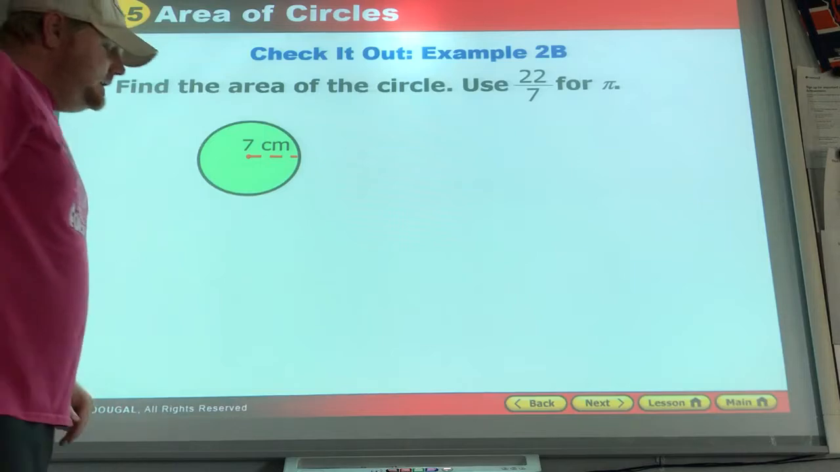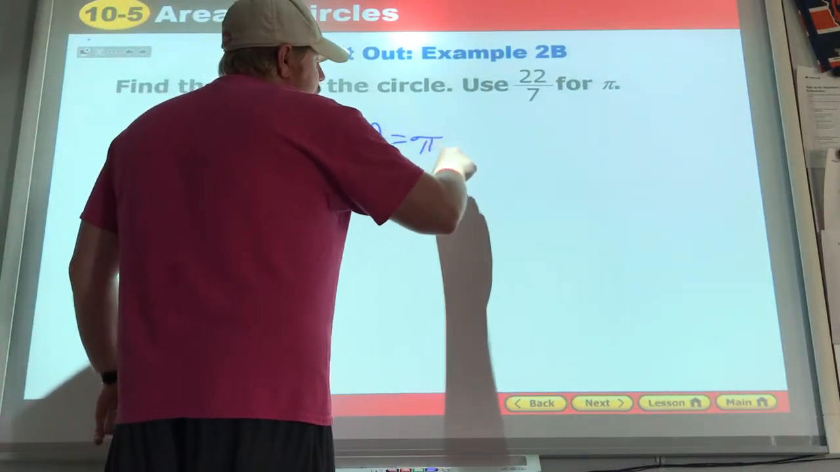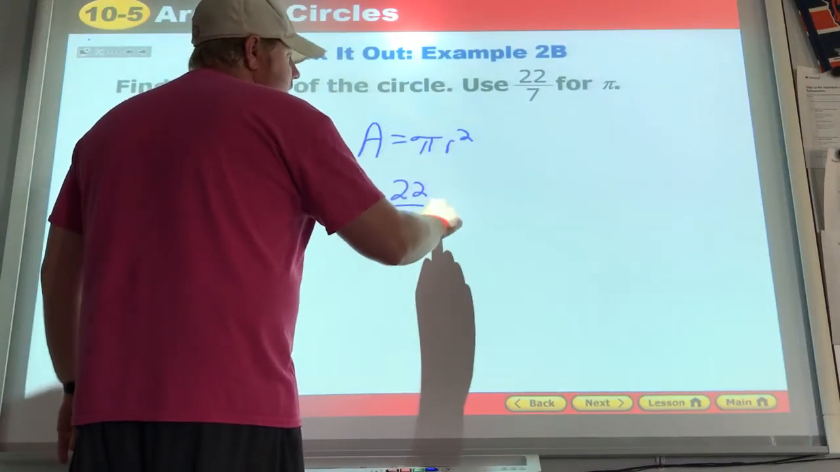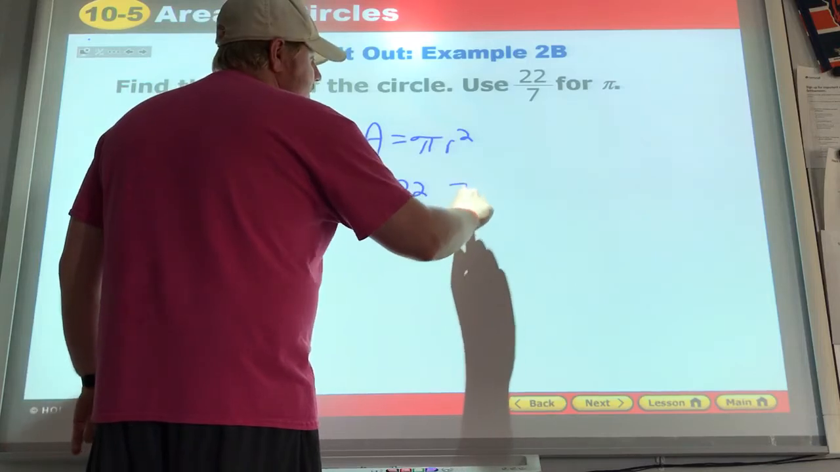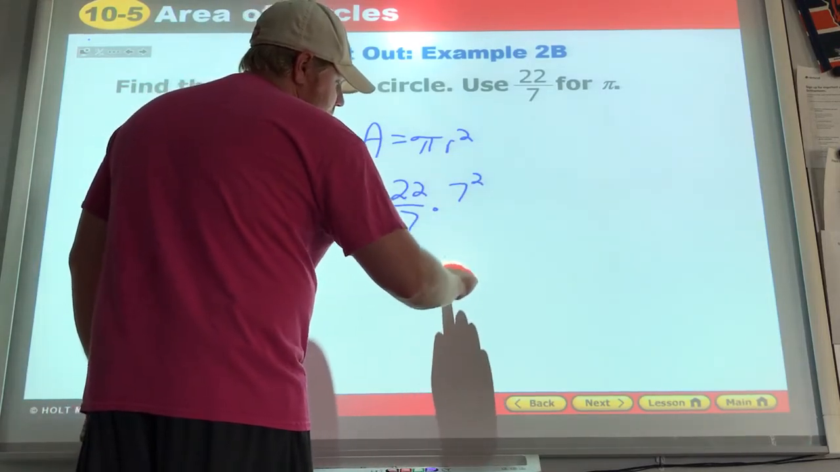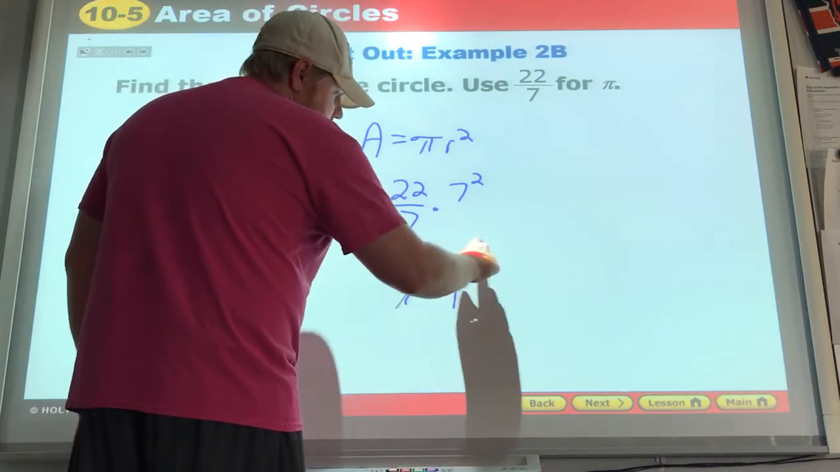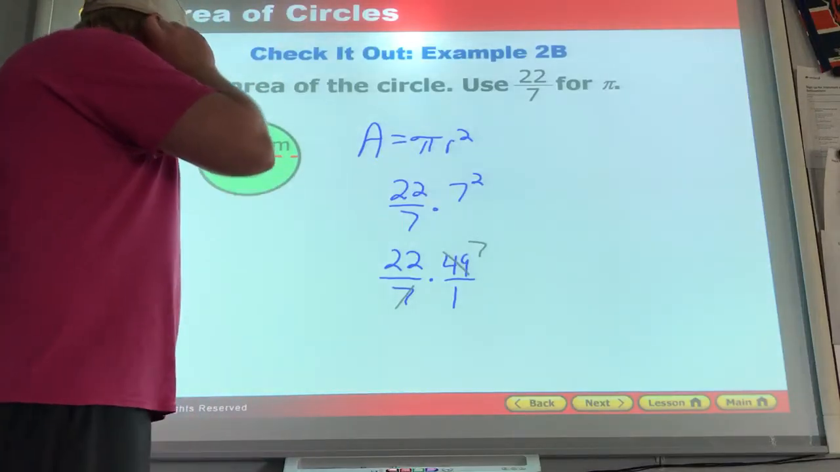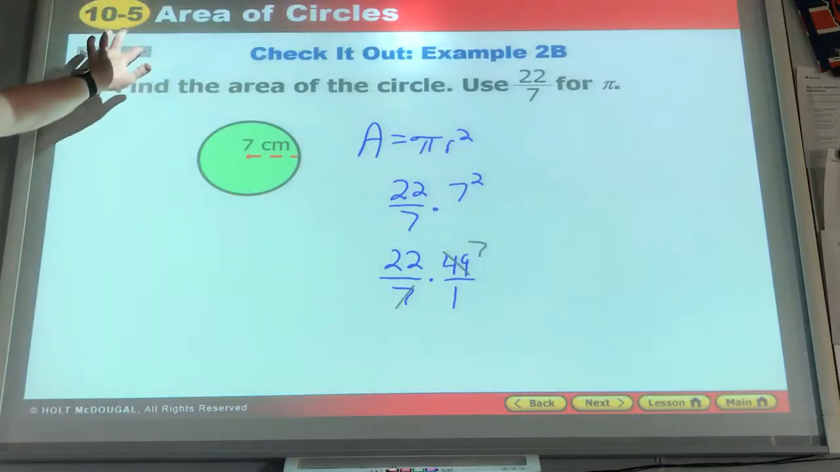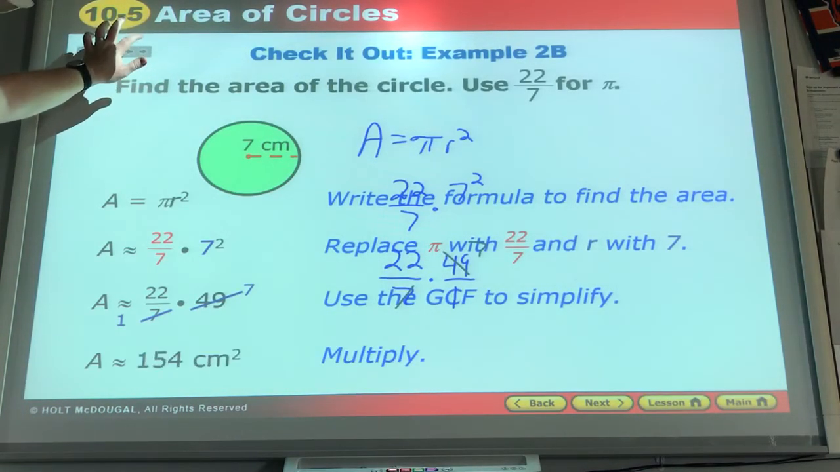So 7 is that. So area is pi r squared for a circle. So 22 over 7 times 7 squared. 22 over 7 times 49. I like to think of it as over 1. Reduce both by 7. And 7 times 22 is 154. We had that one before. Let's just make sure we're right. There we are.